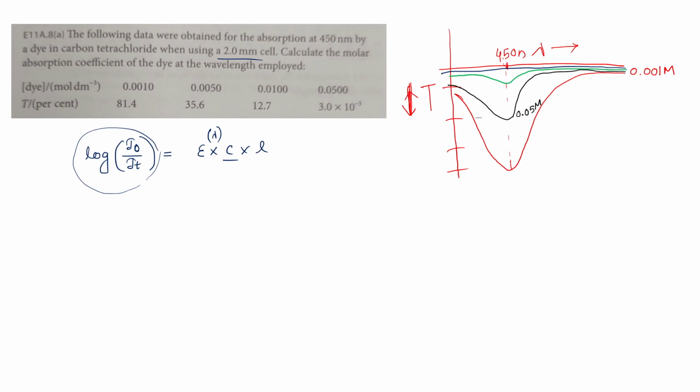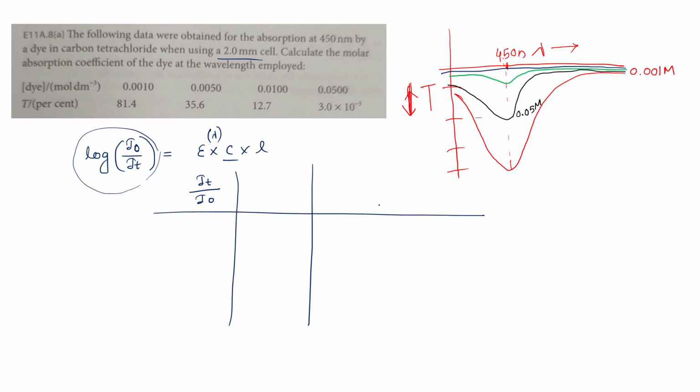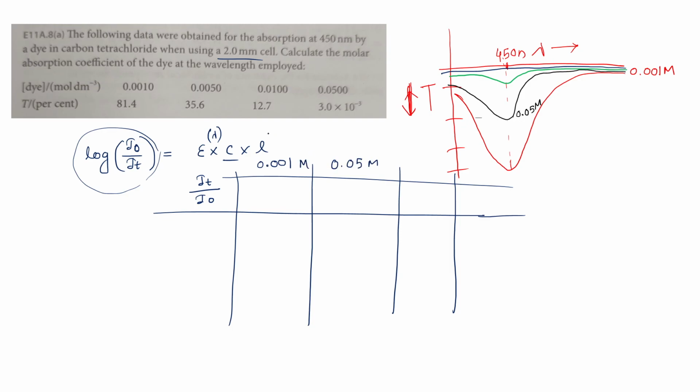For the first case, I will write it in a tabular manner, okay? Whatever is given. These are all given in percentage, right? IT, so the transmittance percentage. There are four cases given, right? Now what are the four cases? The concentration is 0.001 molar, 0.005 molar, 0.01 molar, and 0.05 molar.